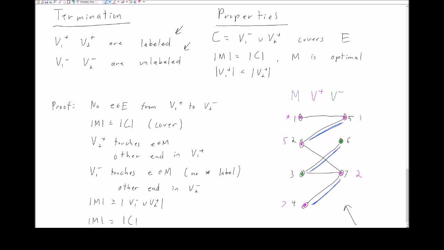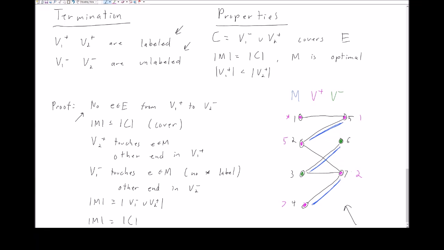We're going to prove these claims by making a series of observations. The first observation is that there is no edge that goes between a labeled node in V1 and an unlabeled node in V2. And we can break this claim into two pieces. If the edge is a non-matching edge, then if it touches a labeled node in V1, then the other end of this edge has to be labeled. That's how the label scan algorithm works.